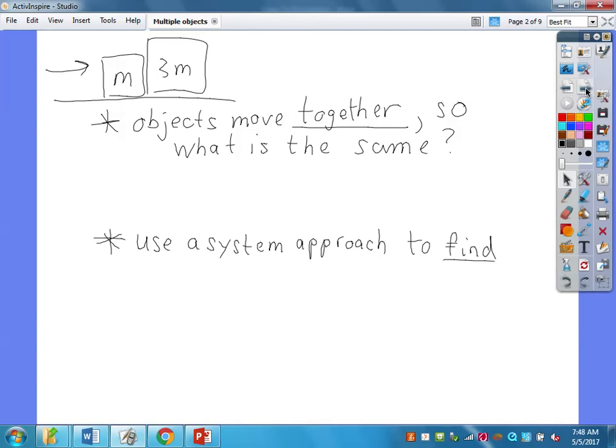So what would be the same about both of them? Each one would have the same acceleration. It's impossible to say that 3M is accelerating faster than M, or vice versa. I can see a lot of people think box M is accelerating faster because it's smaller. But these two objects are directly against each other. When I start pushing M, 3M is going to move right along with it and will accelerate just as quickly as little m, the 1m. So the acceleration on both boxes is the same.